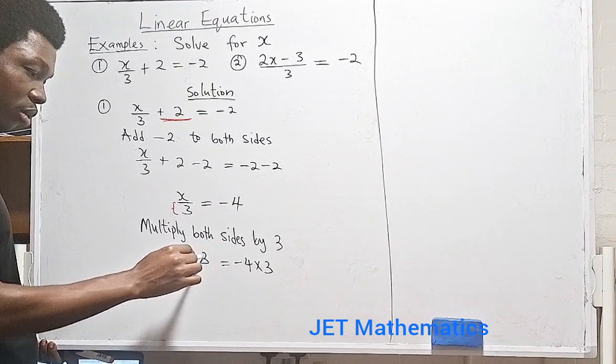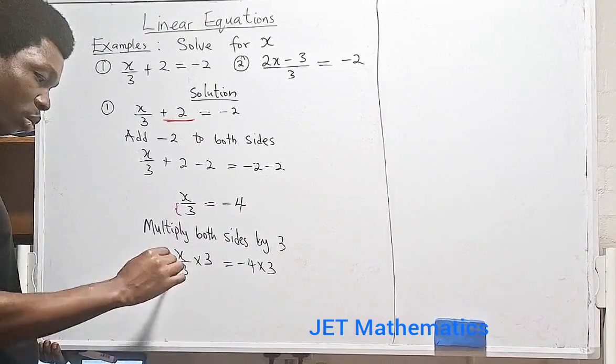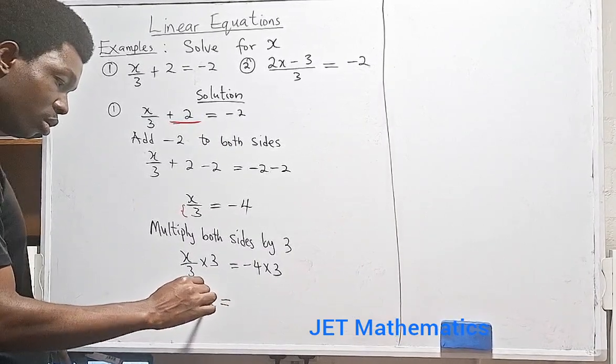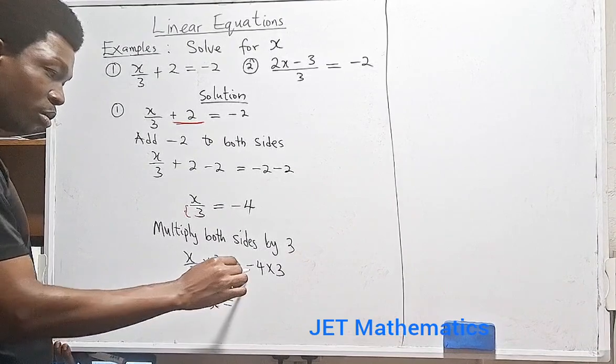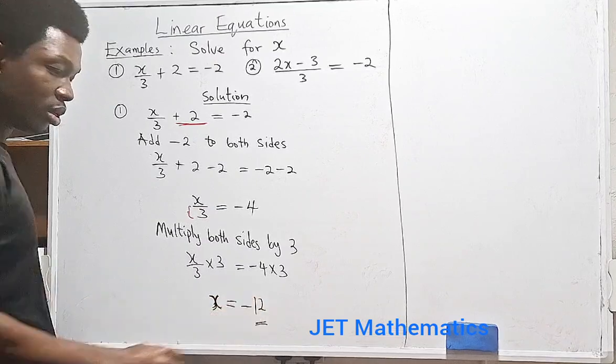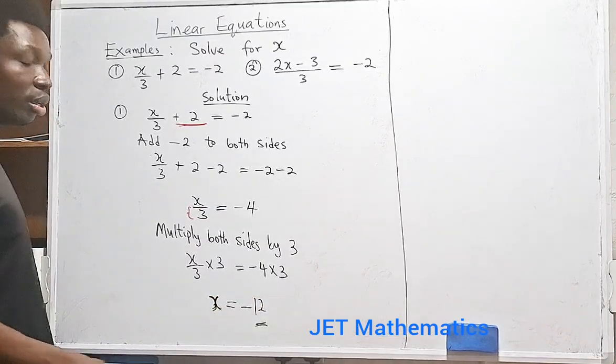So 3 goes out with 3. 3 divided by 3 is 1. So we're left here with x is equal to minus 4 times 3 gives us minus 12. Okay, pretty easy, right? You can always check.